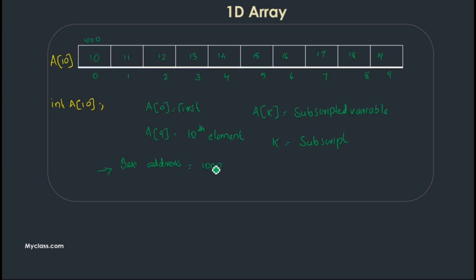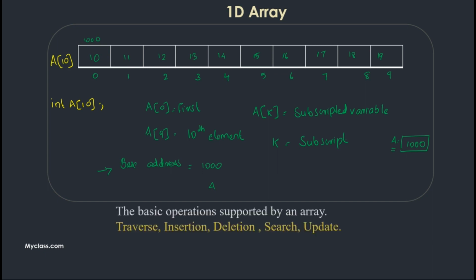This 1000 value will be stored in a memory location named A. In memory, there is a memory location named A to hold the address value, and in that memory location the value 1000 will be stored. From this value we will get the base address of the array A, and from 1000 onwards in the continuous locations, the next elements are stored. These are the basic things about 1D array.